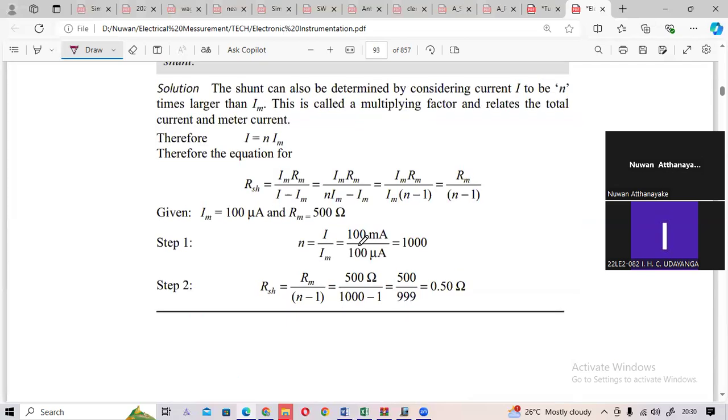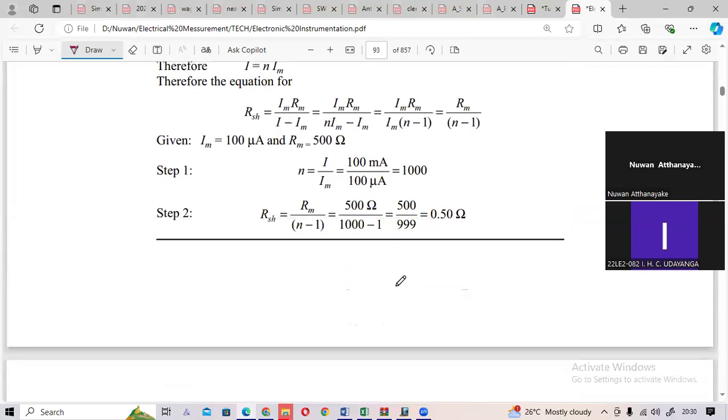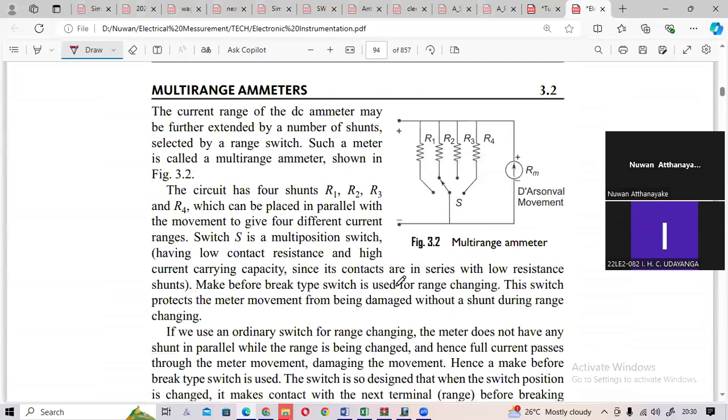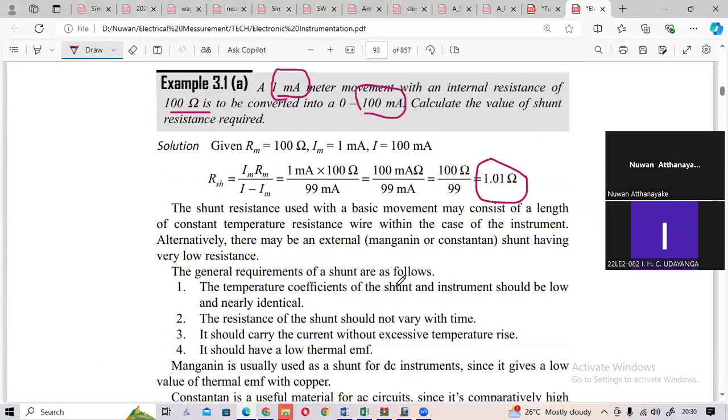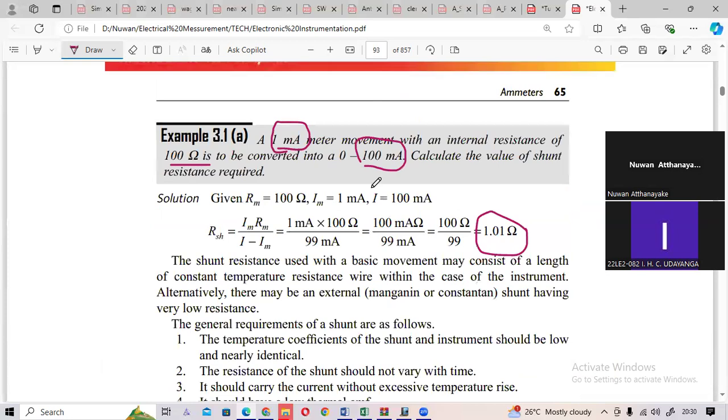There is another one. You can do that one also. The concept is there. Now, for this example, if I ask you to make this D'Arsonval setup measure 100 milliampere, 200 milliampere, 300 milliampere, like this.